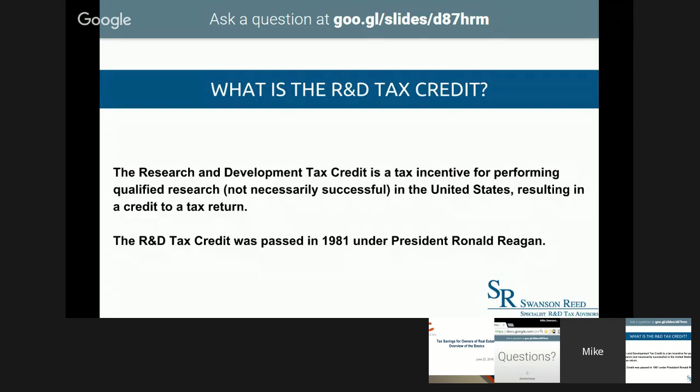In a deduction, you only get just a percentage of an expense back in real dollars. In the case of a credit, though, you get 100% back, the full dollar back. So it has a major bottom line impact.